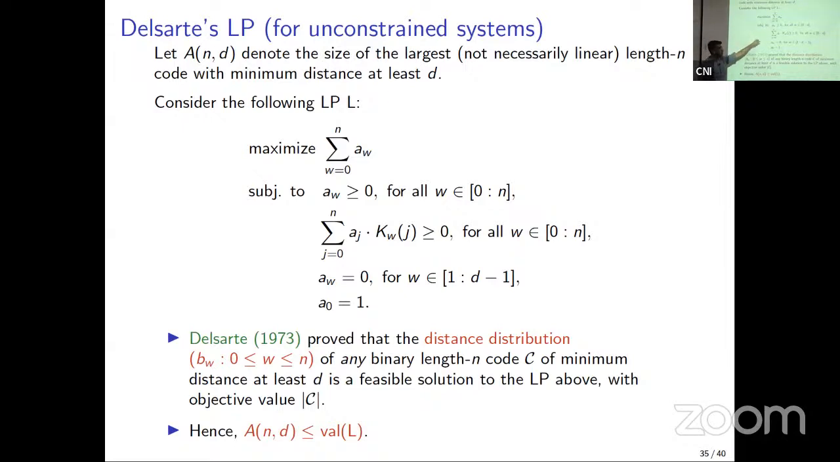In particular, these variables must be non-negative. There is some other weird looking constraint here, which uses the coefficients of the Krawtchouk polynomial. This is something that we actually saw earlier, may not be fresh in memory. And then there are some other constraints related to the variables that are present.